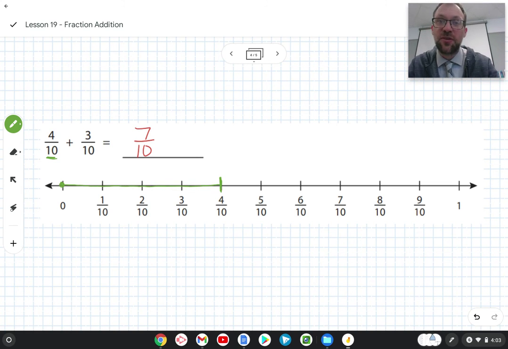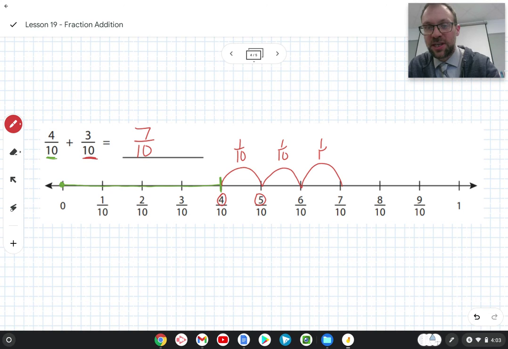So this represents the first fraction. And then in a different color, let's say red, I'm going to hop the number of tenths that the second fraction tells me to. So starting at where I left off, 4/10, I'm now going to add 3/10. There's 1/10, 2/10. There's 3/10. This is 1/10 from 4 to 5. Here's a tenth. And here's one more tenth for 3/10 in total. So I end up at 7/10. 7/10 is the sum of 4/10 plus 3/10, and that is how you use a number line to represent fraction addition with like denominators.